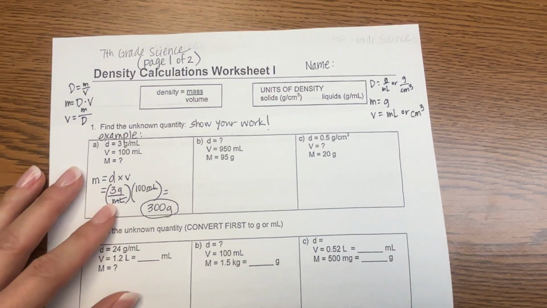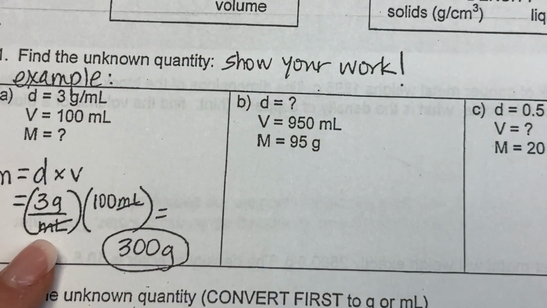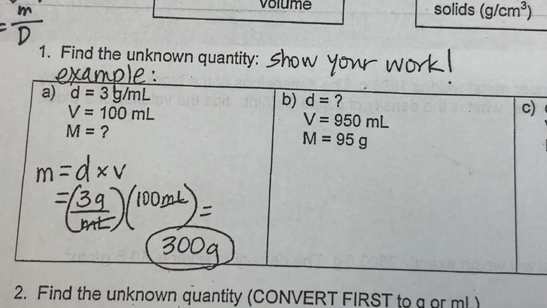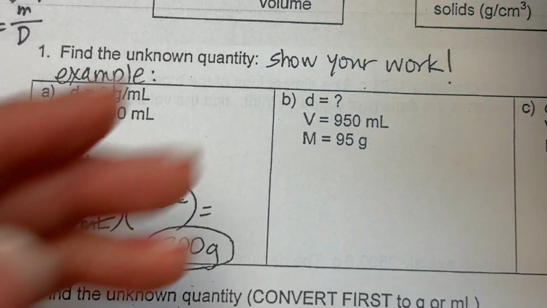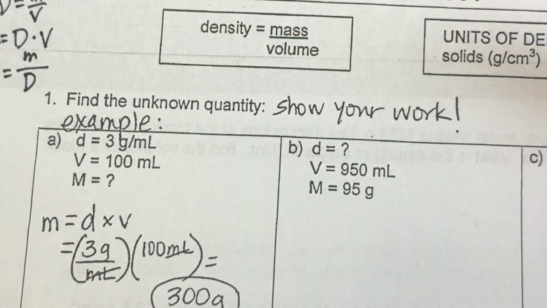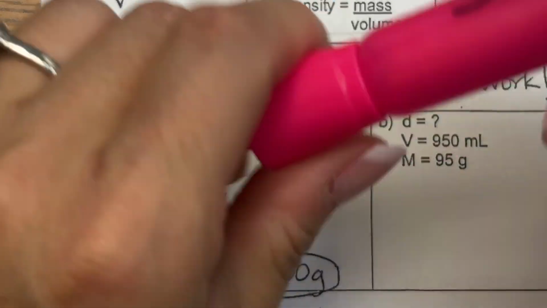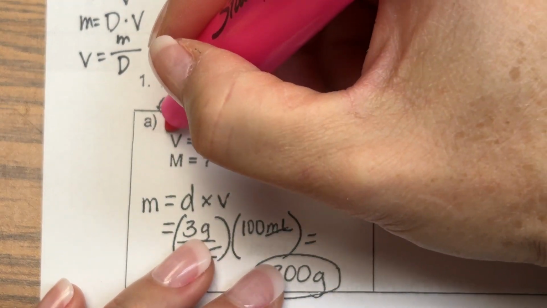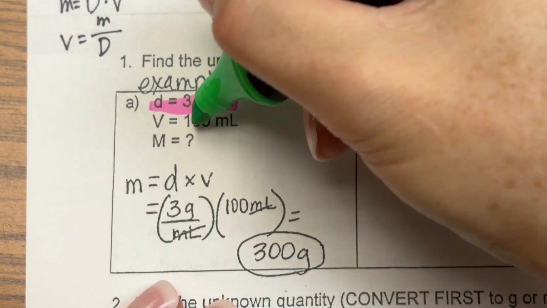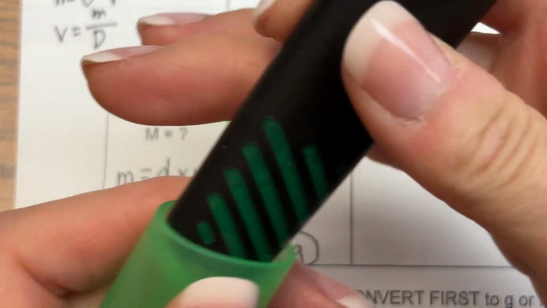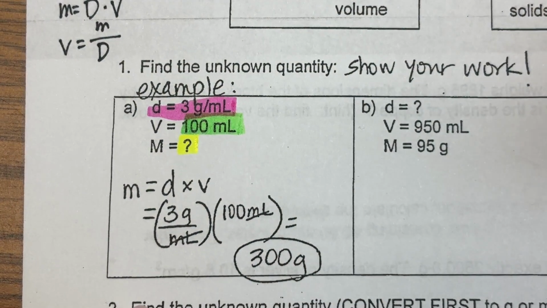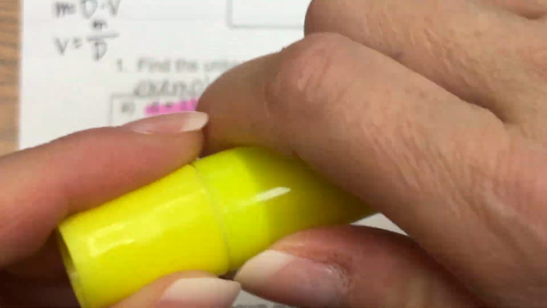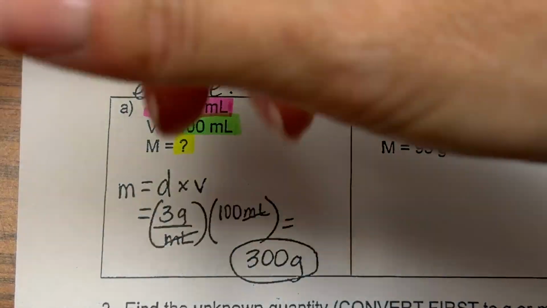Okay, so in our example problem here, actually, I wanted to say it's really good to have 3 different colored highlighters and just decide that you're going to use the same color throughout. So density I'm going to do in pink, volume I'm going to do in green, and mass I'm going to do in yellow. Okay, so in this problem, we are asking what is mass.